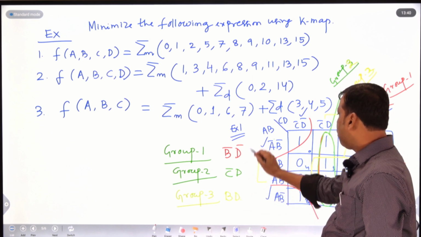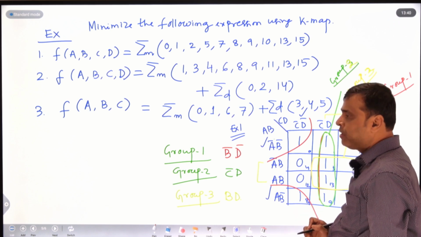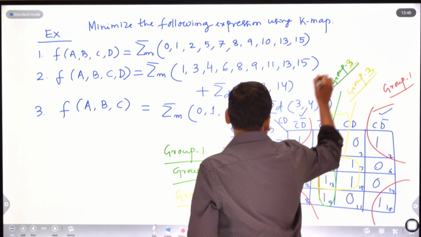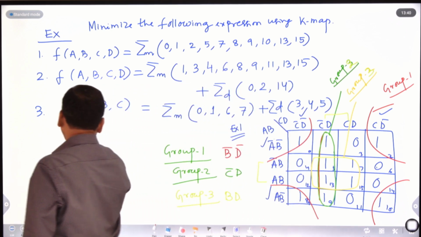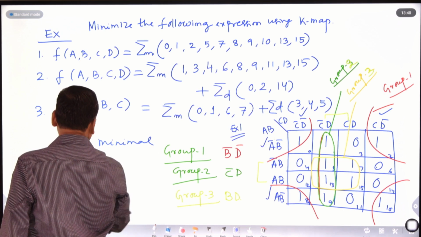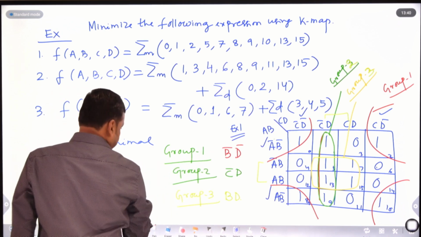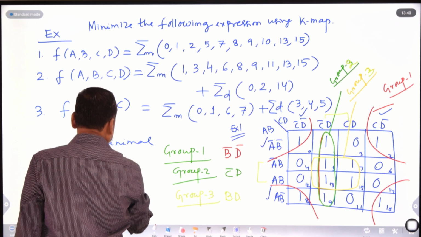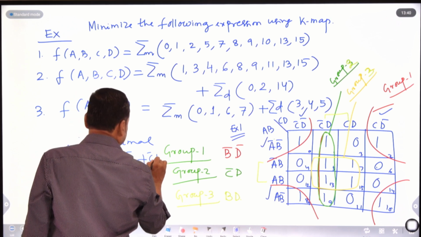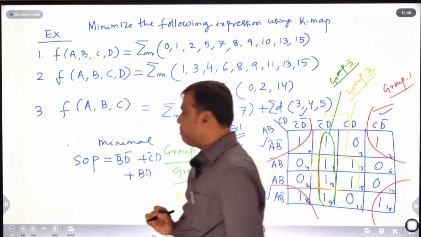If you add all these 3, you will get the minimal sum of product. Therefore the minimal SOP, minimal sum of product, minimal SOP equal to B bar D bar plus C bar D plus BD. So this is your minimal SOP.